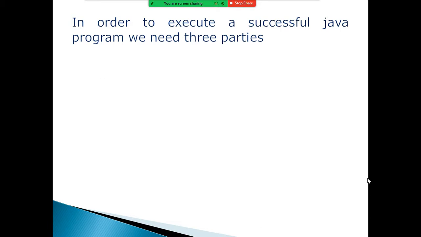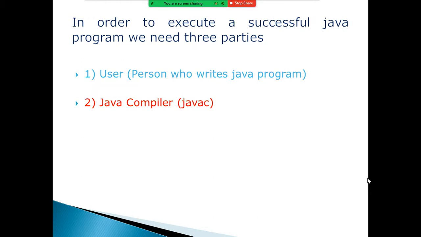The user is responsible to develop the class. That class is submitted to the Java compiler, and the Java compiler will generate the .class file, and this .class file is given to the JVM for execution purpose. So the first party is the user, the person who writes the Java program. The second party is the Java compiler. The third party is the Java virtual machine. Very nice.